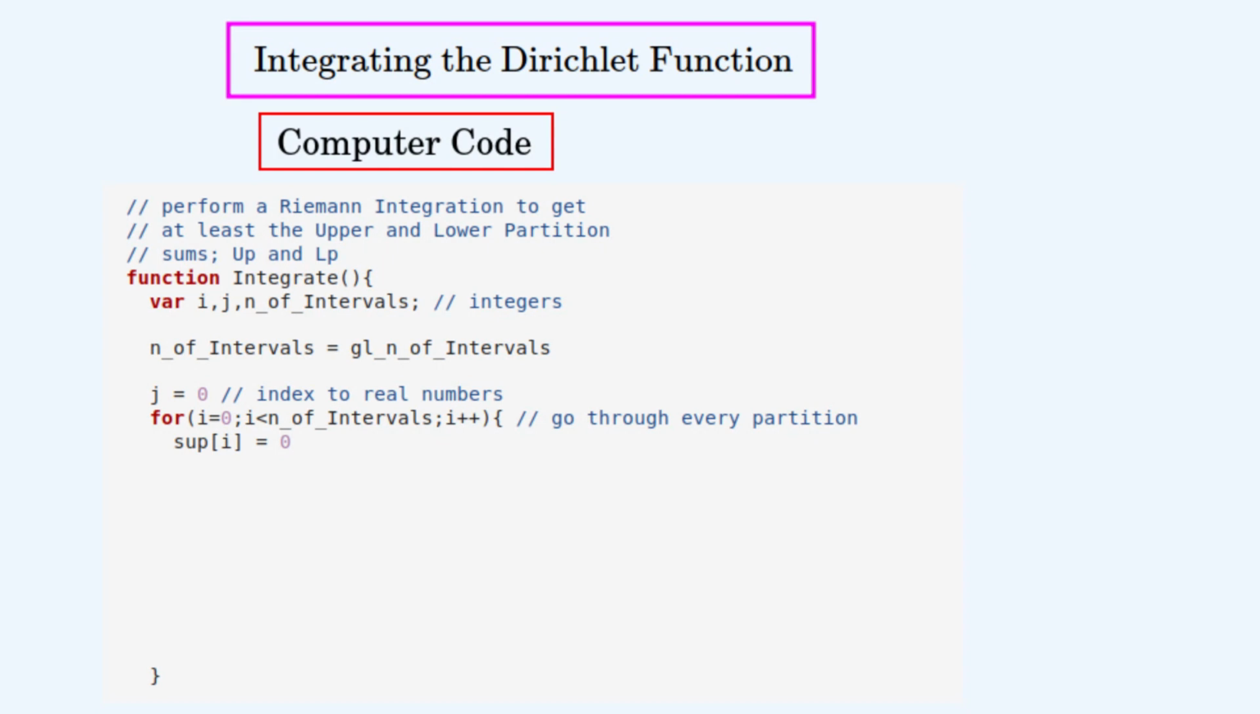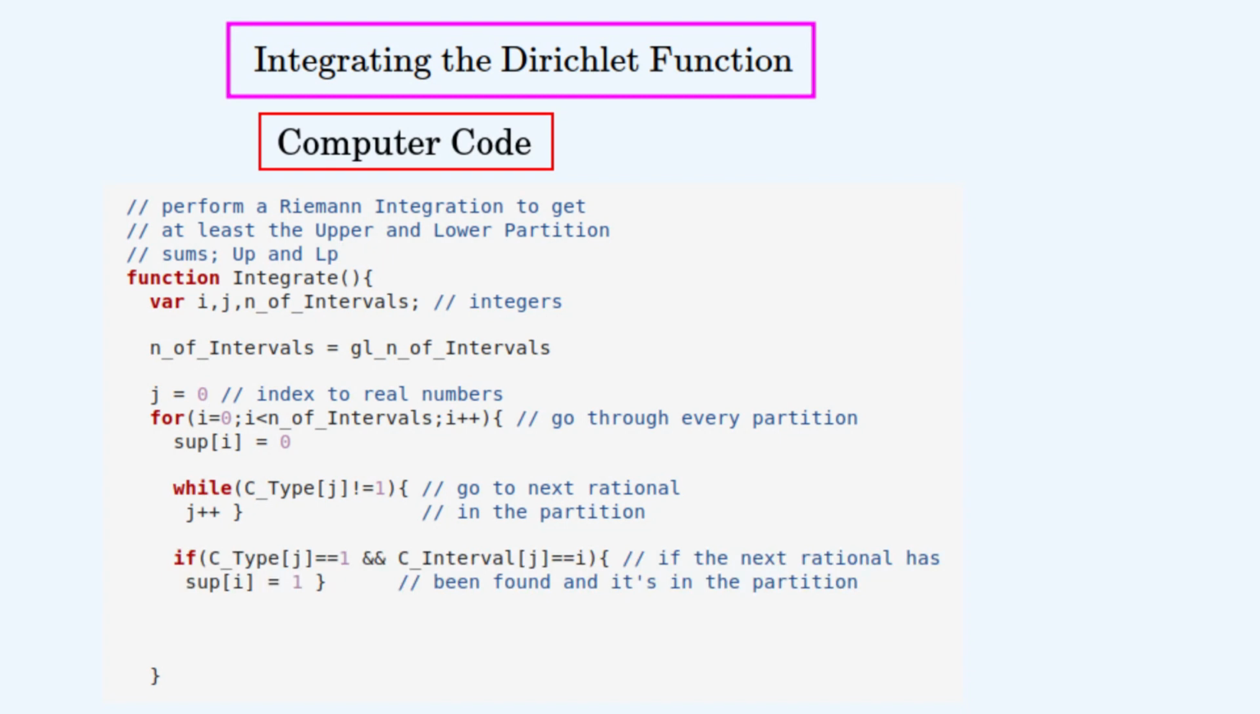Sup is the supremum of each interval and is initially set to 0. We'll cycle through each point until we find the next point in the interval that we're looking for. This is made easier by the fact that all of the numbers are in order, so we can count from where we left off last time. And if this number is rational and in the interval, then the sup of the interval is 1, and we'll set each upper sum equal to 1 if they are found. And we can increment j here until it's in the next interval. So we've already found the first number in the next interval before we've cycled through the main for loop.